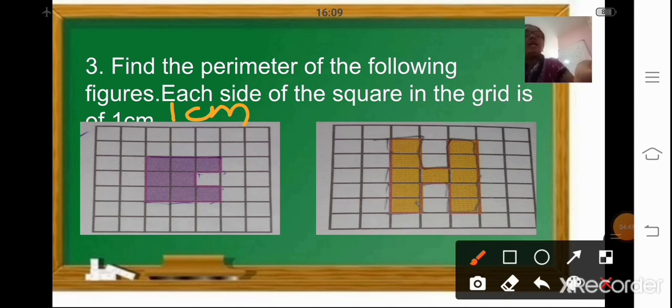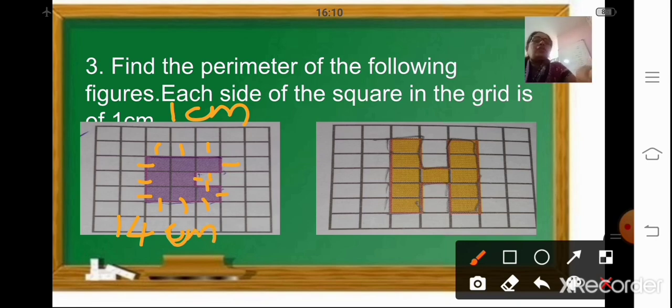Okay, now when we say that each side of the square in the grid is 1 centimeter, that means the perimeter of this closed figure is considered as 1, 2, 3, 4, 5, 6, 7, 8, 9, 10, 11, 12, 13 and 14. So what is the perimeter of this? The perimeter of this is 14 units, or you can say 14 centimeter.